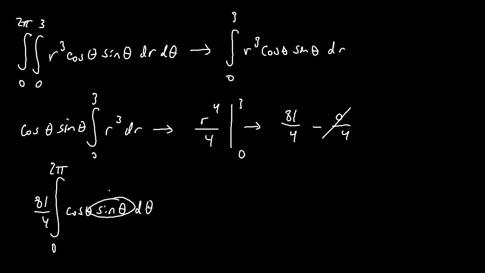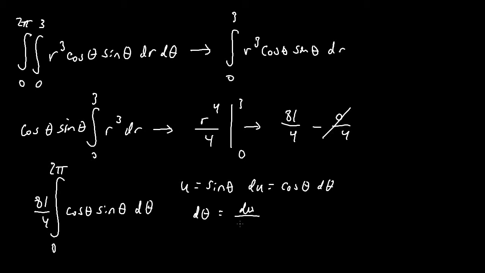If I set u equal to sine of theta, I'll be able to cancel out the cosine theta. So if u equals sine of theta, then du, or the derivative of sine of theta, is cosine theta d theta. So then d theta is going to equal du over cosine theta. Now when I go ahead and plug that back into the integral, we'll get 81 over 4 times the integral from 0 to 2 pi. Remember, those are our theta bounds, of cosine theta times u, because I made u equal to sine of theta, times d theta, which is equal to du over cosine theta.